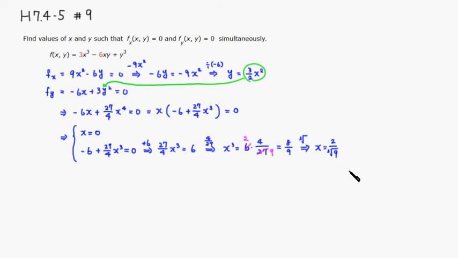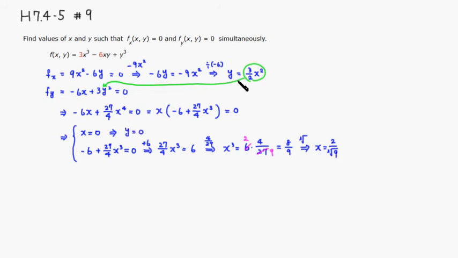Then we just need to find the corresponding y value. If x is equal to 0, we can use this formula: 0 times 0 squared times 3 halves is 0, so y is also 0. So that's going to be the origin.